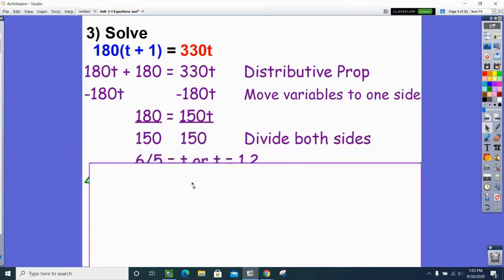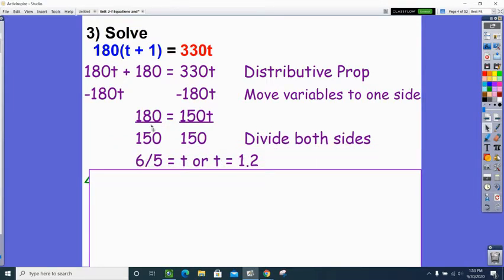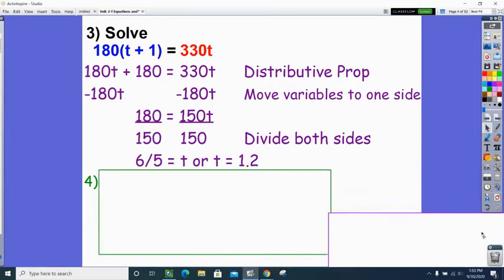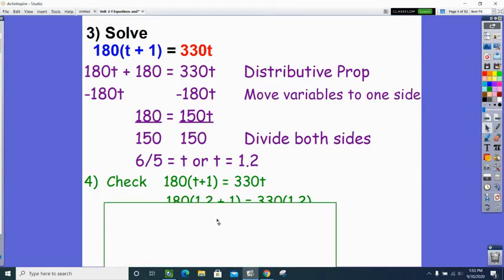I mean, I can simplify the fractions, but I'm going to pick up my calculator, and 6 divided by 5, or 180 divided by 150, I'm going to make it 1.2. So we'll come right back to that in a second, but let's do our check, which is our 4th step. We're going to put that 1.2 in for t on the left and the right, and make sure that we did our steps correctly.